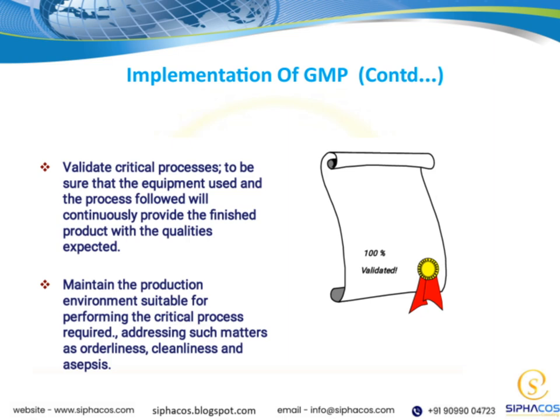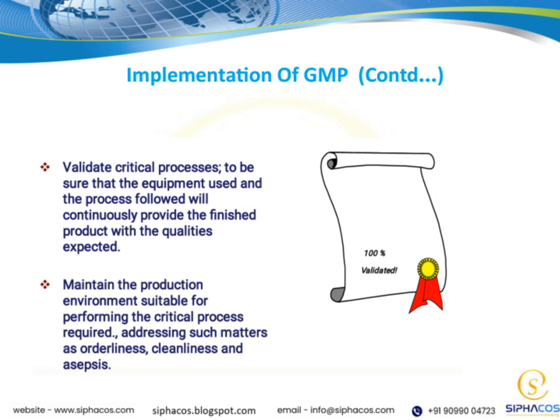Another key point is validation and qualification. We must validate processes and equipment regularly to confirm they operate within specified parameters. This helps prevent deviations and maintains product integrity. Finally, I want to highlight the importance of audit and inspection readiness.